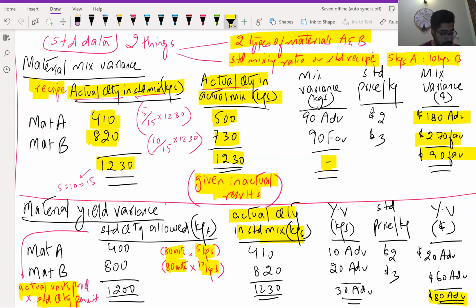Look at the strategy. Follow the format, make the format. Fill the second column first, actual quantity and actual mix, given in actual results. Copy the same here, apply the standard mixing ratio, 5:10, and you got it. For yield variance, the actual quantity standard mix comes from above, the second column. Standard quantity allowed needs to be calculated, then kgs into price per kg into currency. Okay, so I want you to copy the solution, and if you have any questions, please ask.